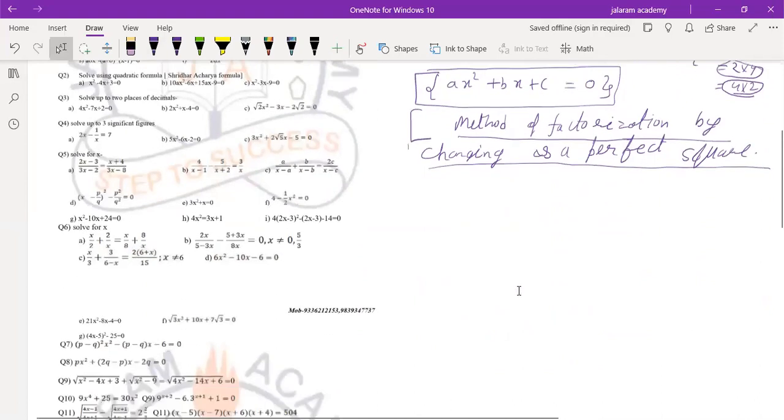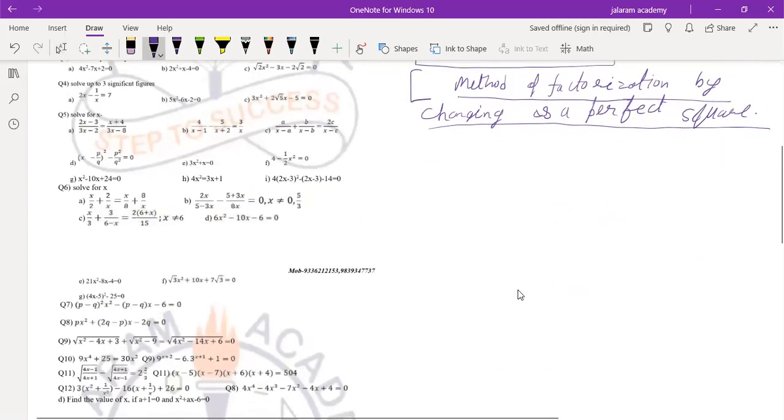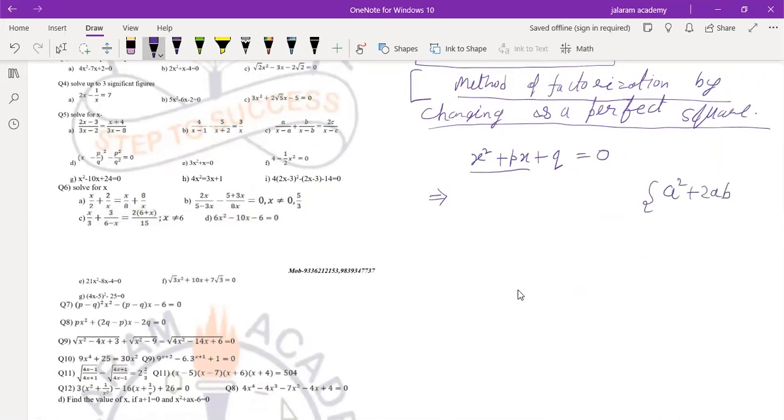Method of factorization by changing as a perfect square means if the equation of the form x square plus px plus q equals to 0 exists. Okay. So first we take only 2 terms and change them to perfect square. So how to change them to perfect square? Means we should consider the first two terms as a square plus 2ab. And we have to find the third. Clearly it must be b square. So we have to search for b square. Is that clear to you?